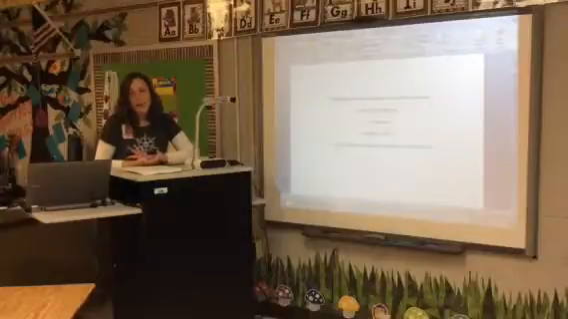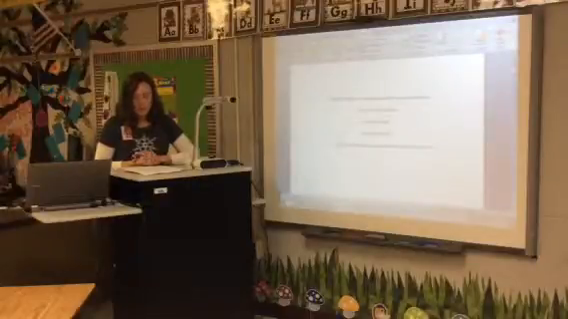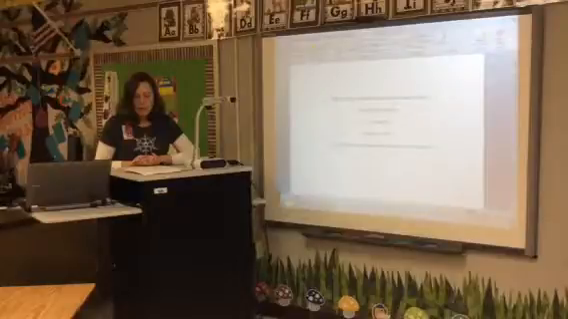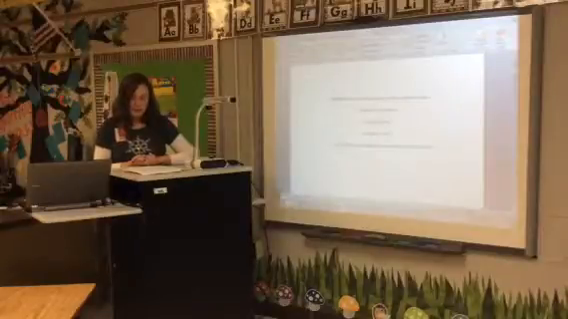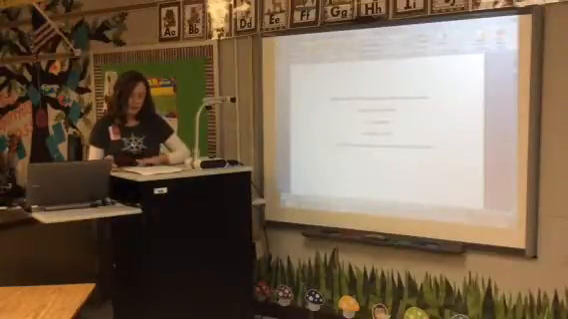The first step is the antecedent. This is what happens before a behavior occurs. The second step is the behavior. That's how someone would react to the antecedent. And then the third step is the consequence, or what happens after the behavior occurs. So the 3 steps are antecedent, behavior, and then consequence.